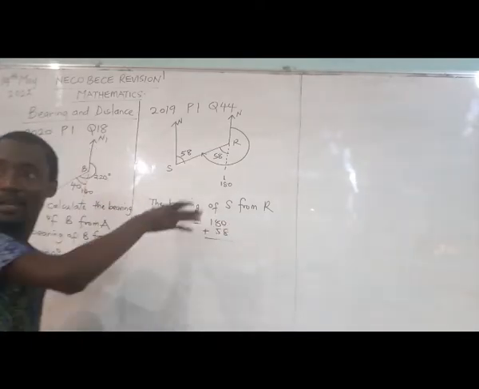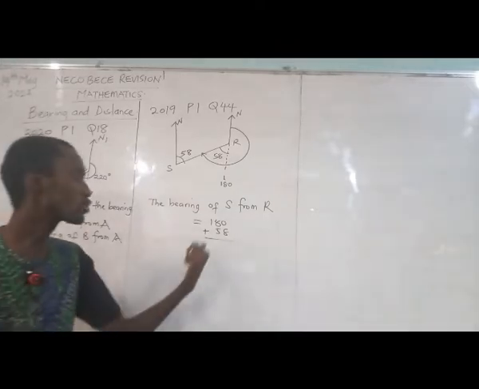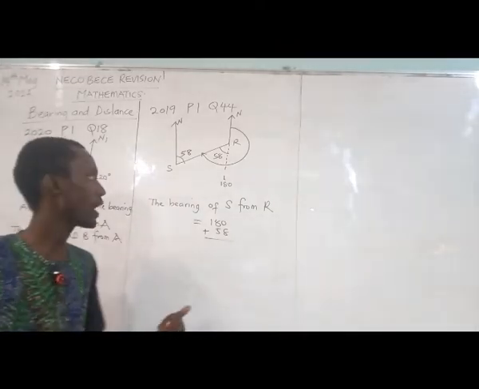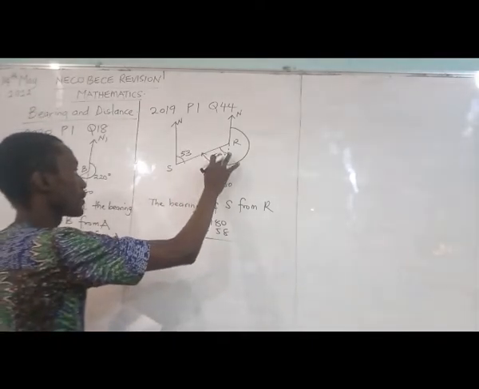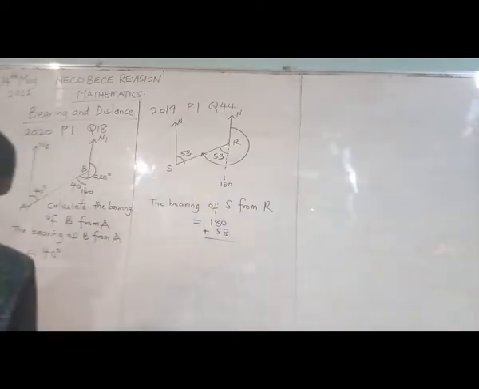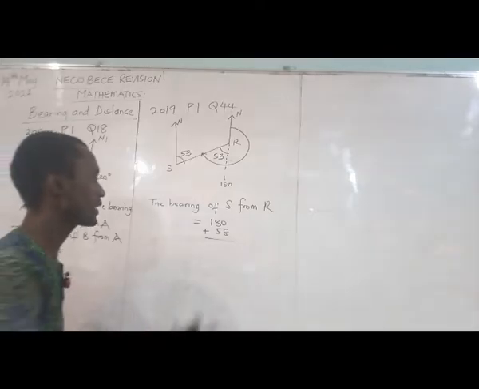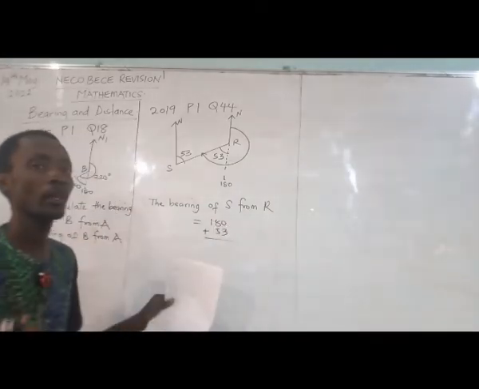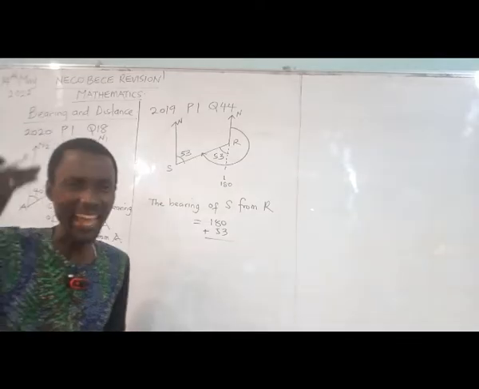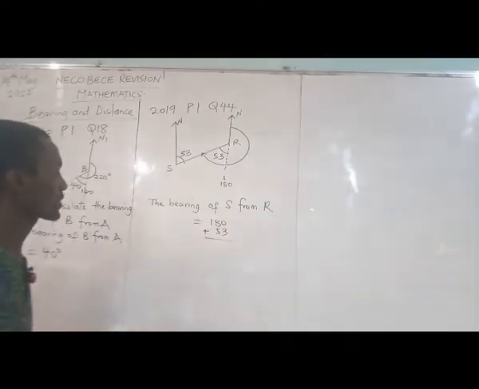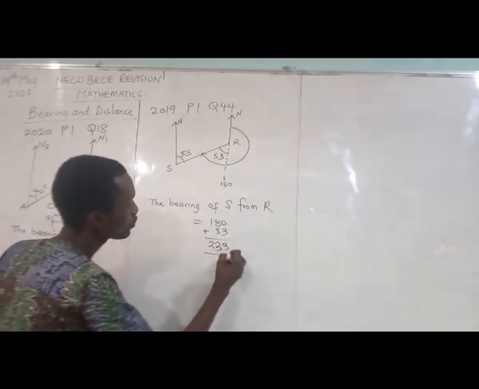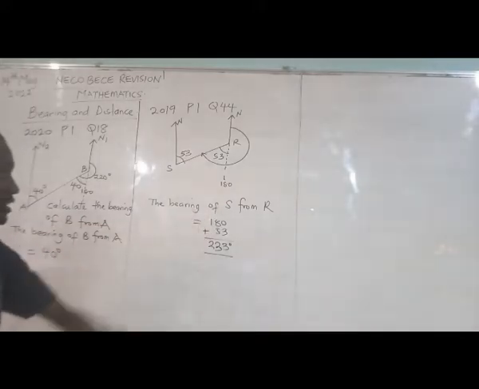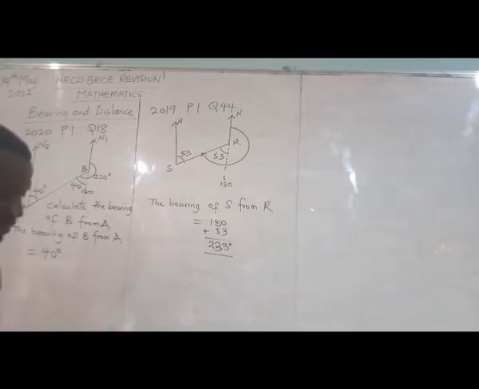Please always add in this pattern. Go back to your primary school and add like this. This way you will not make a mistake. Okay, I've just been corrected that angle is 53. Please, let's make that correction. It's 53 degrees. And understand that while we do all of these, the values really don't matter. The idea, the concepts, ensure that you are getting the concept right. So this becomes what? 233 degrees. So the bearing of S from R is 233 degrees.